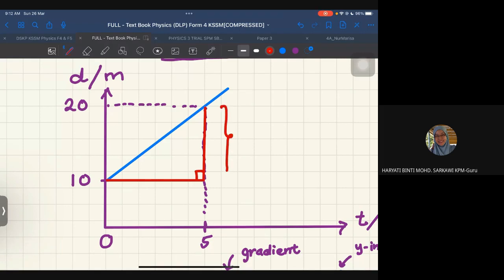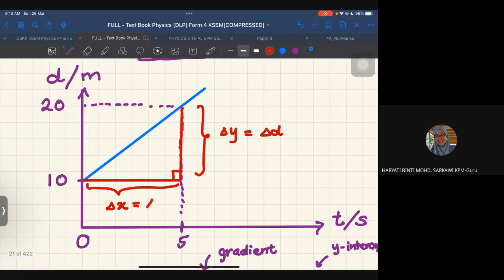Changes in y-axis. I'm using the triangle symbol here, which means changes. Changes in y-axis, and then here will be changes in x-axis. But the y-axis and x-axis have now changed name. The y-axis is now actually D, and the x-axis is now actually T. So we need to write delta T.